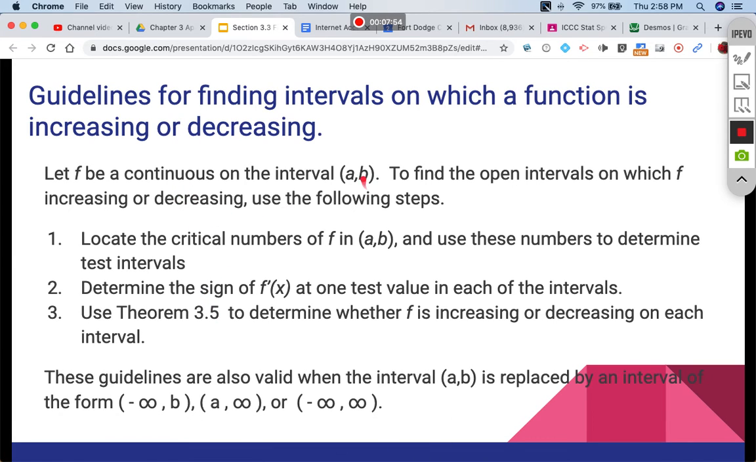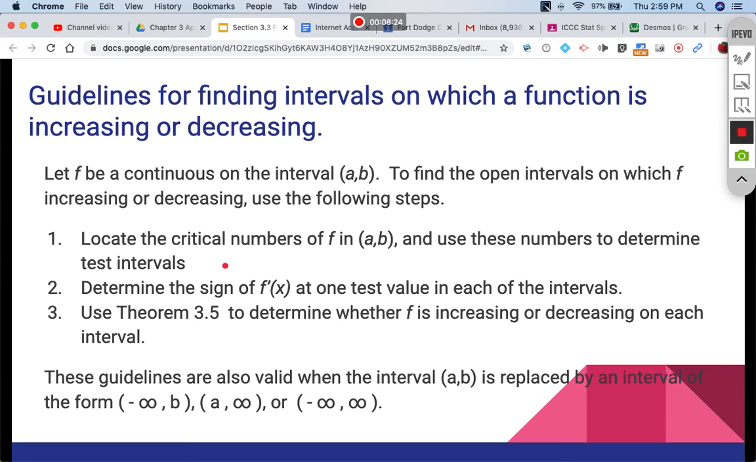Step by step. We need to be continuous on the interval, on this open interval. The first thing we're going to do is look for the critical numbers in that interval. We're going to use those to find our test intervals. Again, the critical numbers are either where the derivative is 0 or where the derivative does not exist.